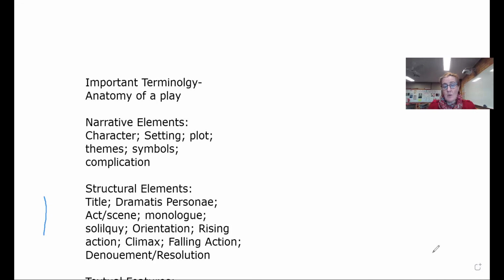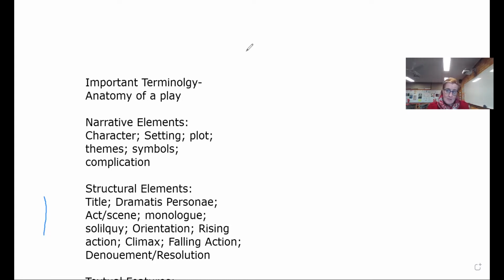So as I mentioned, we should have our dramatic elements, our narrative elements, and those are character, setting, plot, themes, symbols, and complications. We have our structural elements. I'm going to show you these with reference to my own copy of the play in a second. So we should have the title, the dramatis personae, words like act and scene, particular types of speeches within a play, so a monologue, a soliloquy, even a duologue.